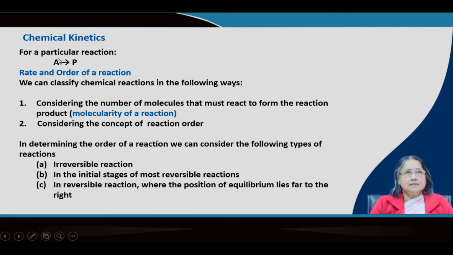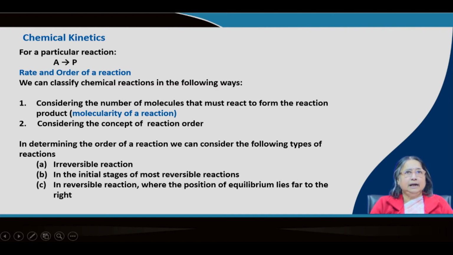So, to talk about the chemical kinetics, let us start with a very simple example. Say for example, A is a reactant which is giving a single product P. Rate and order of a reaction is very important, and actually we can classify the chemical reaction in two different ways. The first is the molecularity of reaction, that means considering the number of molecules that must react to form the reaction product, that is the molecularity.